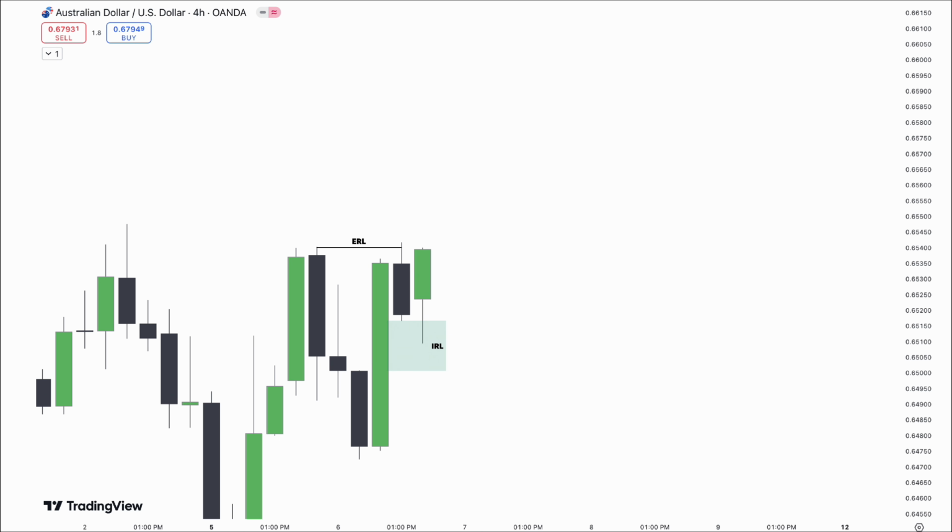In our first example, we're looking at the 4-hour chart of AUD-USD. You can see that the price recently took out the ERL and then rebalanced the imbalance, which is our IRL. Let's see what happens next. The price continues to move upward, and right here, it takes out the ERL again, closing inside the previous candle, forming what could be our CRT, which is likely to drive the price lower toward our IRL, that FVG. Now let's mark the high and low of the CRT range.